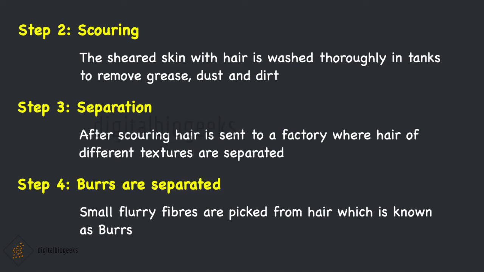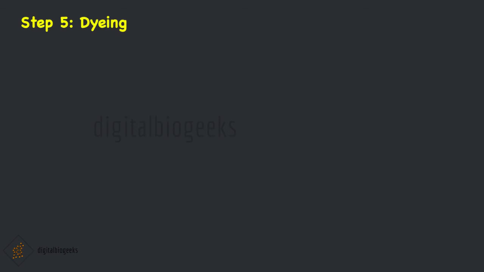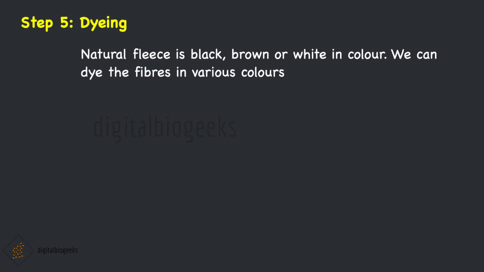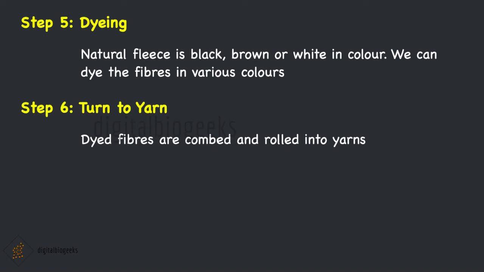Again, these fibers are washed thoroughly and dried. This wool is ready to be drawn into fibers. Next step is dyeing fibers. The natural fleece we get from sheep is black, brown or white in color. But we can dye the fibers in various colors according to the choice. The dyed fibers are now combed and rolled into yarn. The longer fibers are used for making sweaters and the short fibers are used in making woolen cloth. The long fibers are stronger and give more warmth.